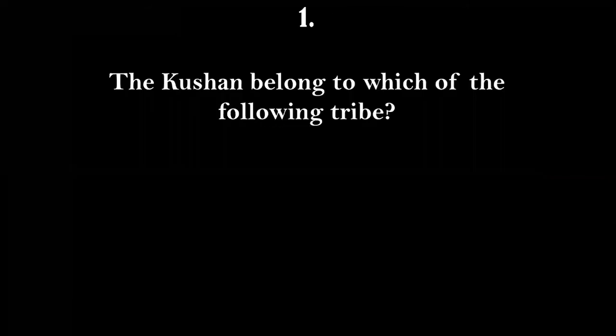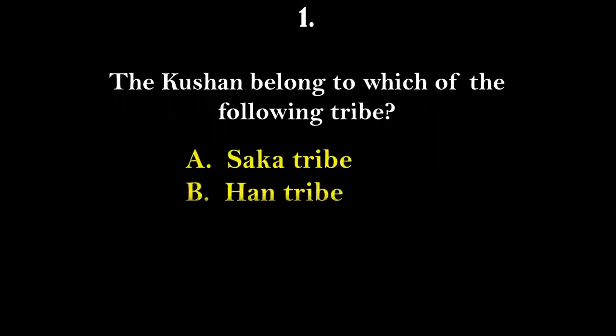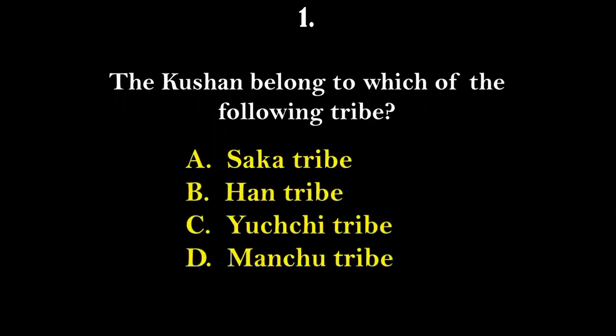Question number 1. The Kushan belong to which of the following tribe? Options given here are Shaka tribe, Han tribe, Yichi tribe, or the Manchu tribe in China. And the right answer for this will be option number C, that is Yichi tribe, or sometimes it is spelled and pronounced as Youchi tribe in Chinese pronunciation.